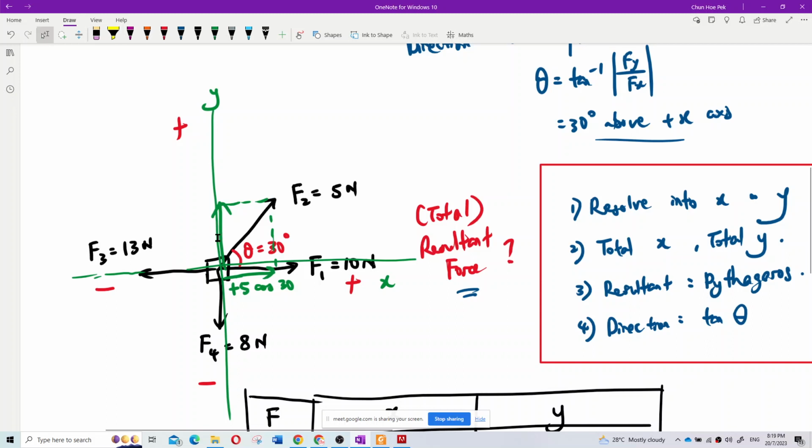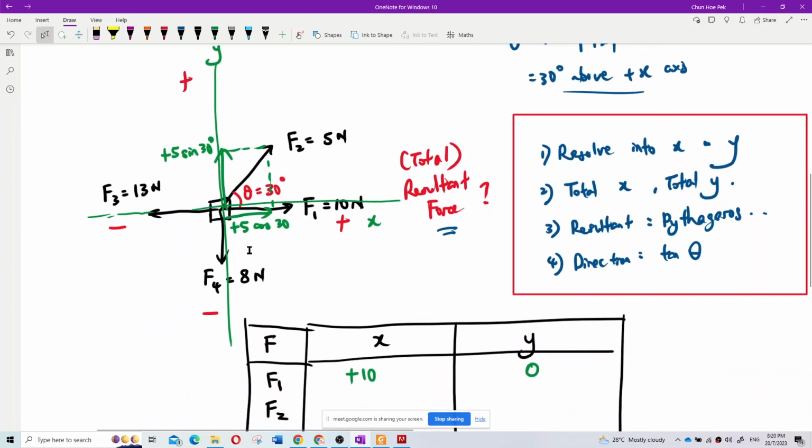And then the y component for F2. The y component is opposite to the angle, so we use sine theta. It is going up, so it's positive. So we put positive 5 sine 30. Okay, class? Sine 30 because it is opposite to the angle. So we got the x and y components for F2.